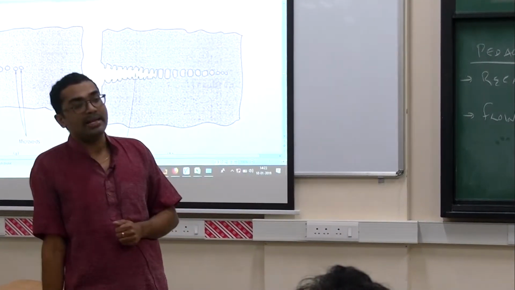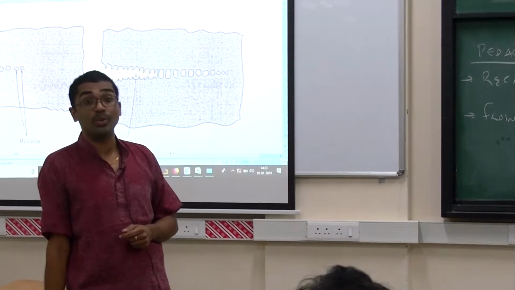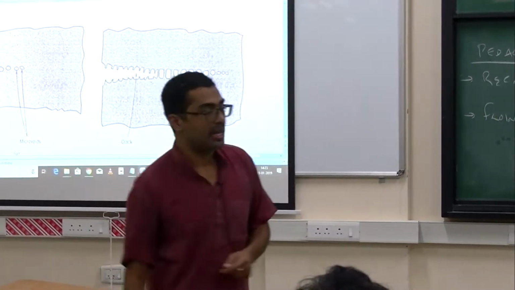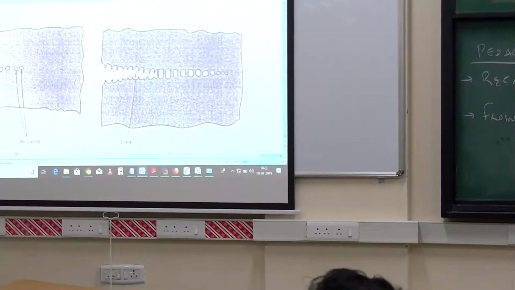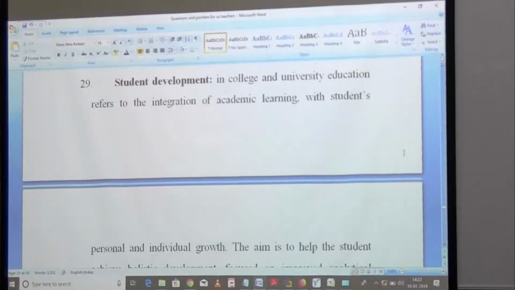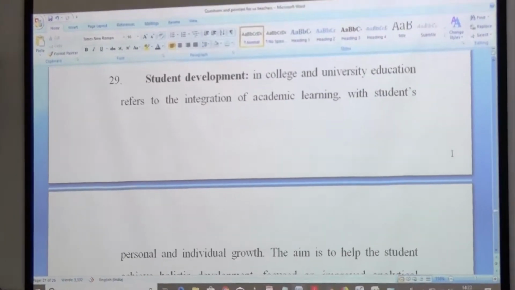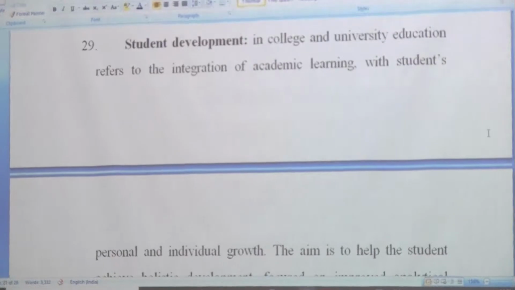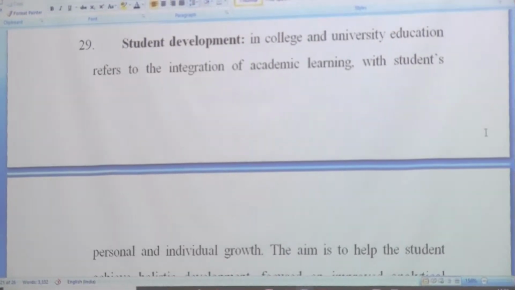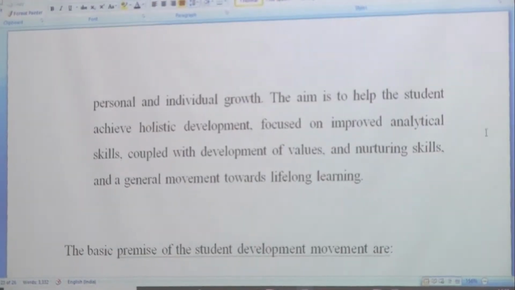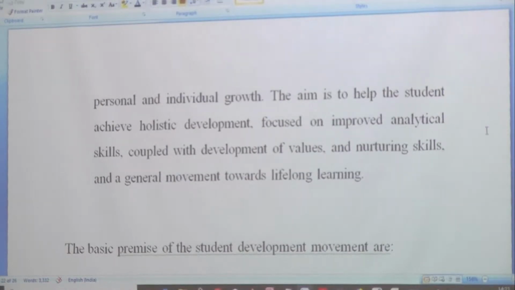Okay, and this was distinguished from what is called student development, and there were some premises associated with student development. Let me show that. So this was what I showed. In college and university education, it refers to the integration of academic learning with students' personal and individual growth. The aim is to help the student achieve holistic development focused on improved analytic skills coupled with values, nurturing skills, and a general movement towards lifelong learning.